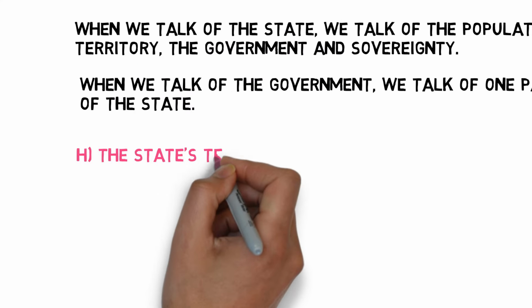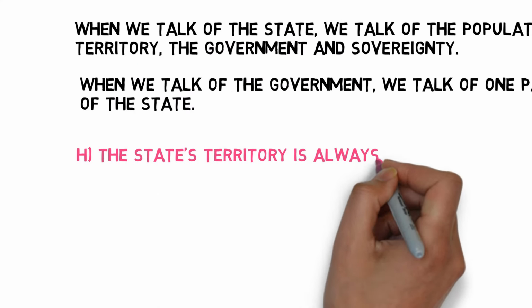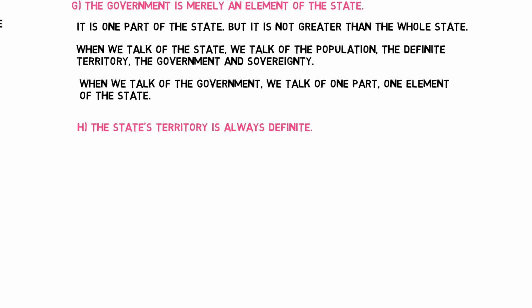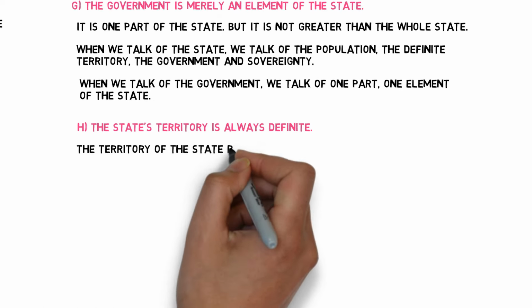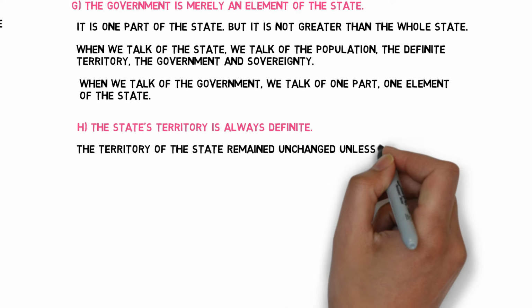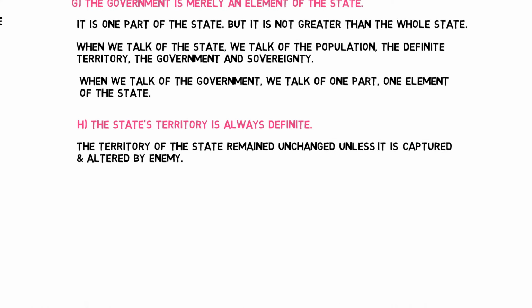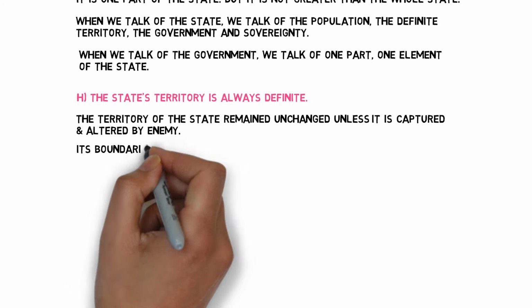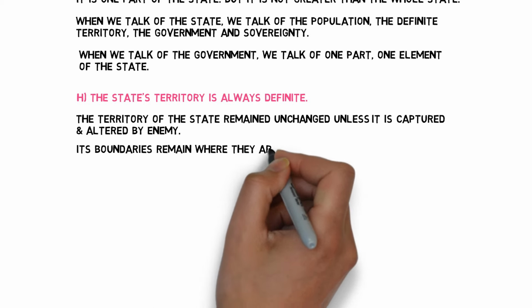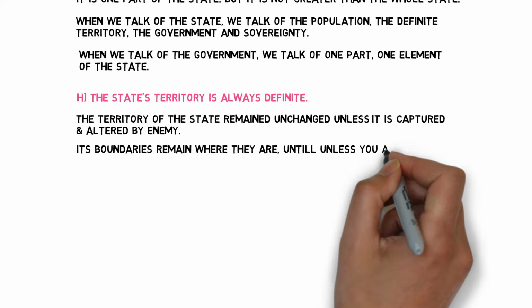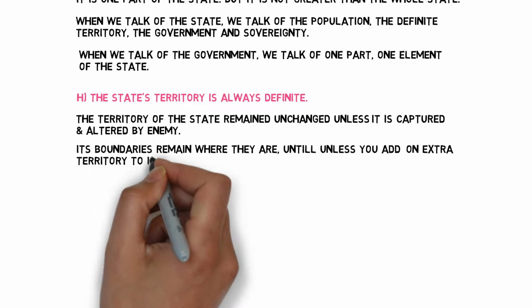And last, the state territory is always definite. The territory of the state remains unchanged unless it is captured and altered by an enemy, whereas its boundaries remain where they are until and unless you add extra territory to it.